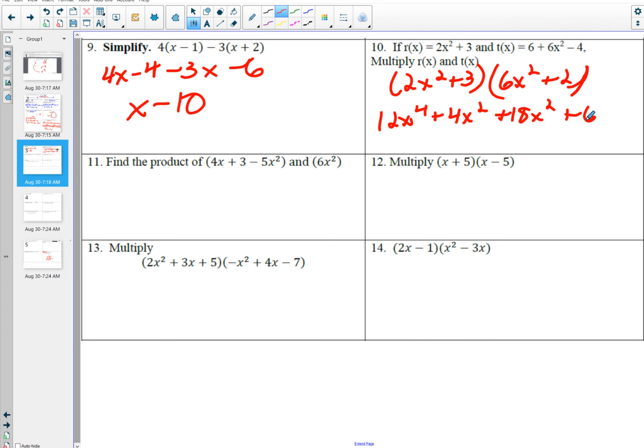And Lisa's here, my resident expert on like terms. Do we see any? Yes. Where? 4x squared plus 18x squared.